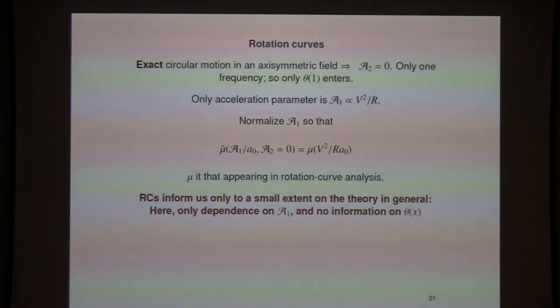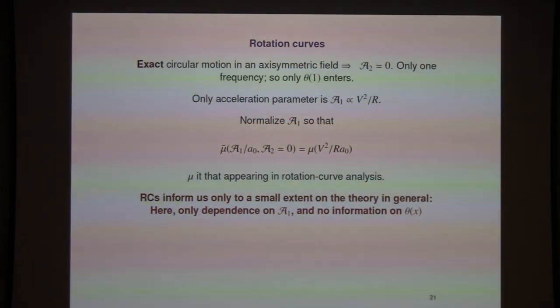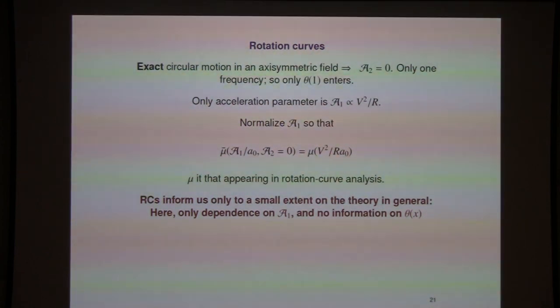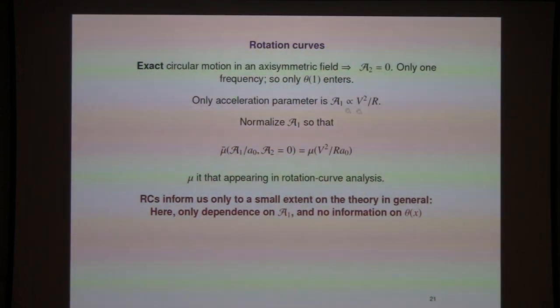Okay. So I just very briefly rush through the results. For example, rotation curves. What happened in rotation curves? For exact circular and planar orbits, there is a unique prediction of all, in fact, all modified inertia theories, which is the standard algebraic relation. This has been known for a long time.